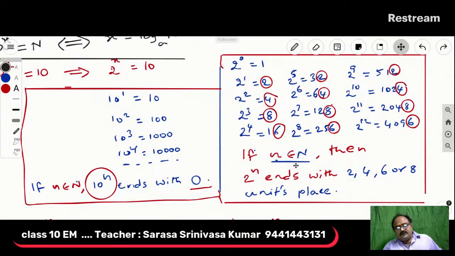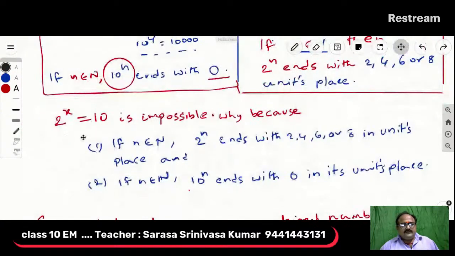We have observed that if n is a natural number, then 2 to the power of n ends with 2, 4, 6 or 8 in its units place. And 10 to the power of n ends with 0 in its units place. These are our observations. So based on these observations, what we can write is 2 to the power of x equal to 10 is impossible. I have written the reason why it is impossible.